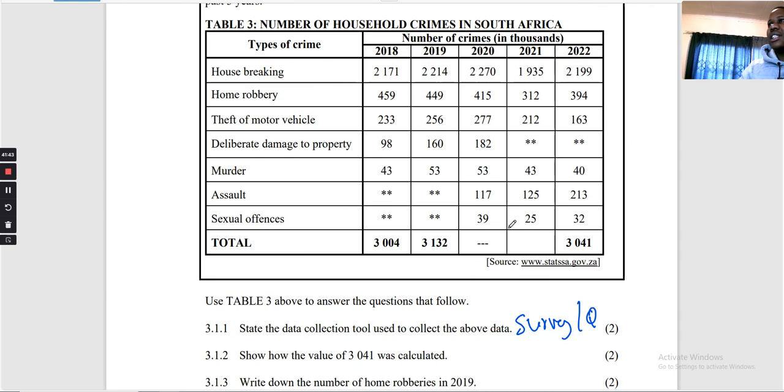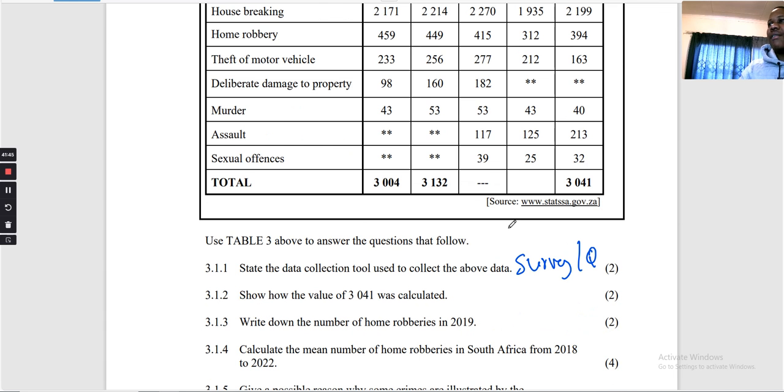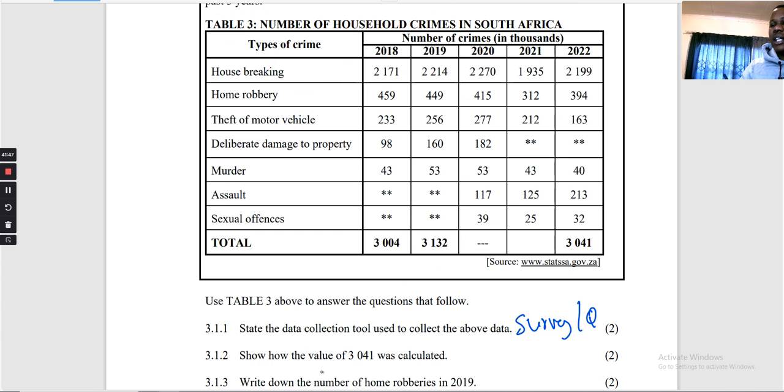Okay, then they say show how the value of 3041 was calculated. So how was it calculated? They have added these numbers: 2199 plus 394 plus 163 plus 40 plus 213 plus 32, and it gave them 3041.